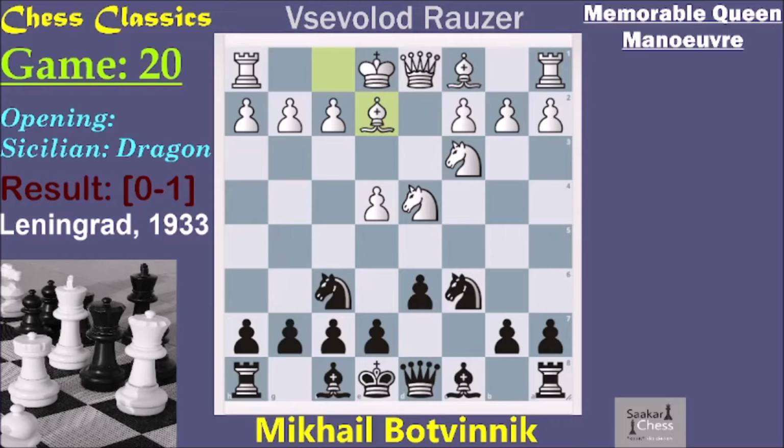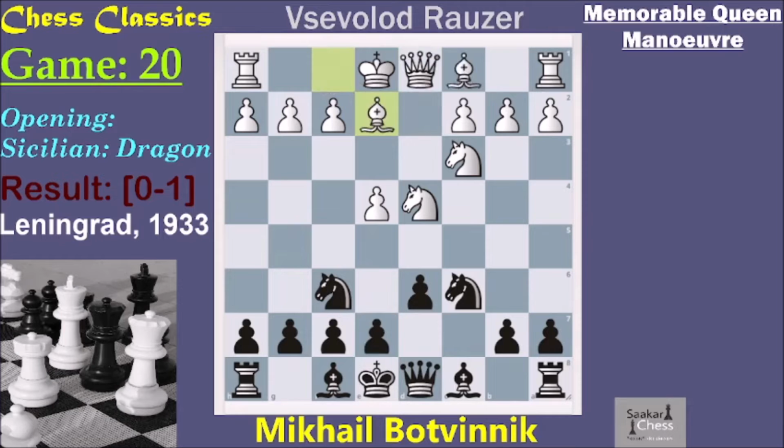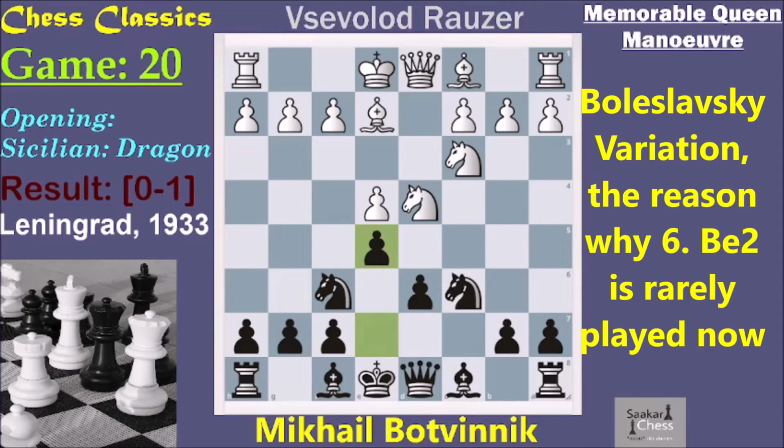So the Richter-Rauzer attack is bishop g5, e6 and queen d2. So bishop e2 was played, g6. This is the dragon variation. Here e5 was a solid line later developed by Boleslavsky, which carries his name. This is called the Sicilian defense Boleslavsky variation.